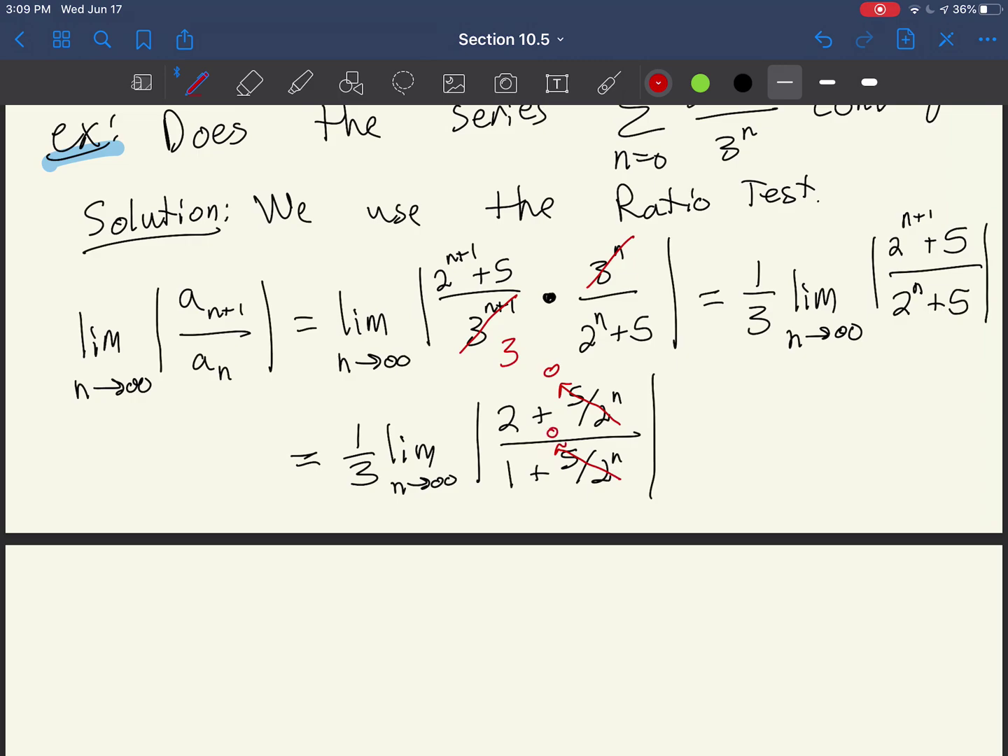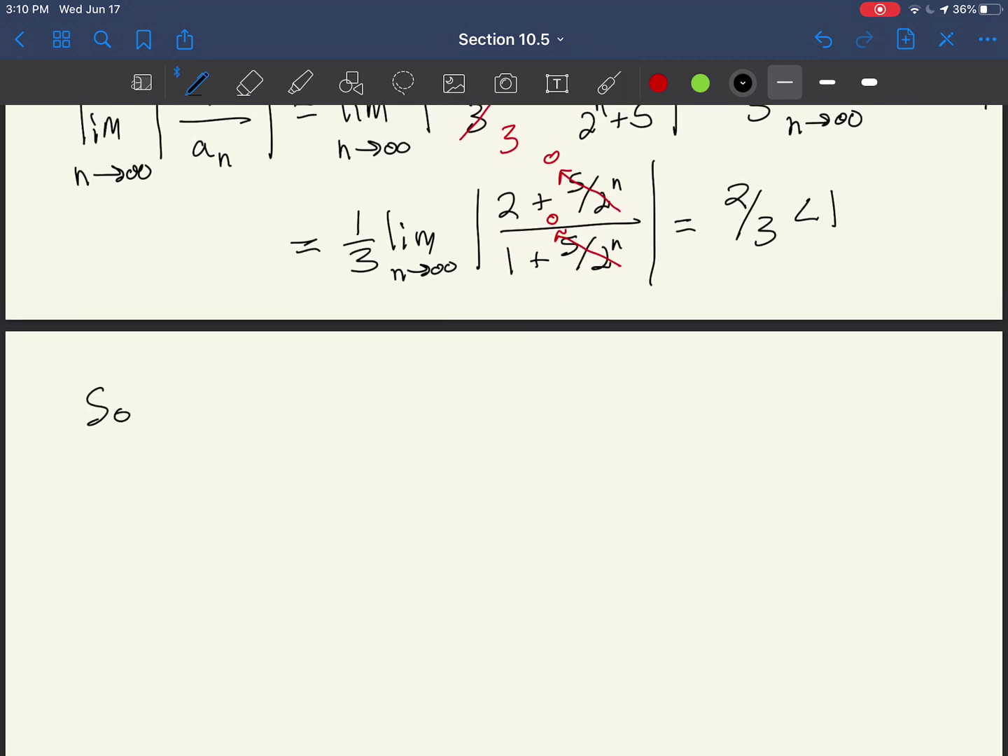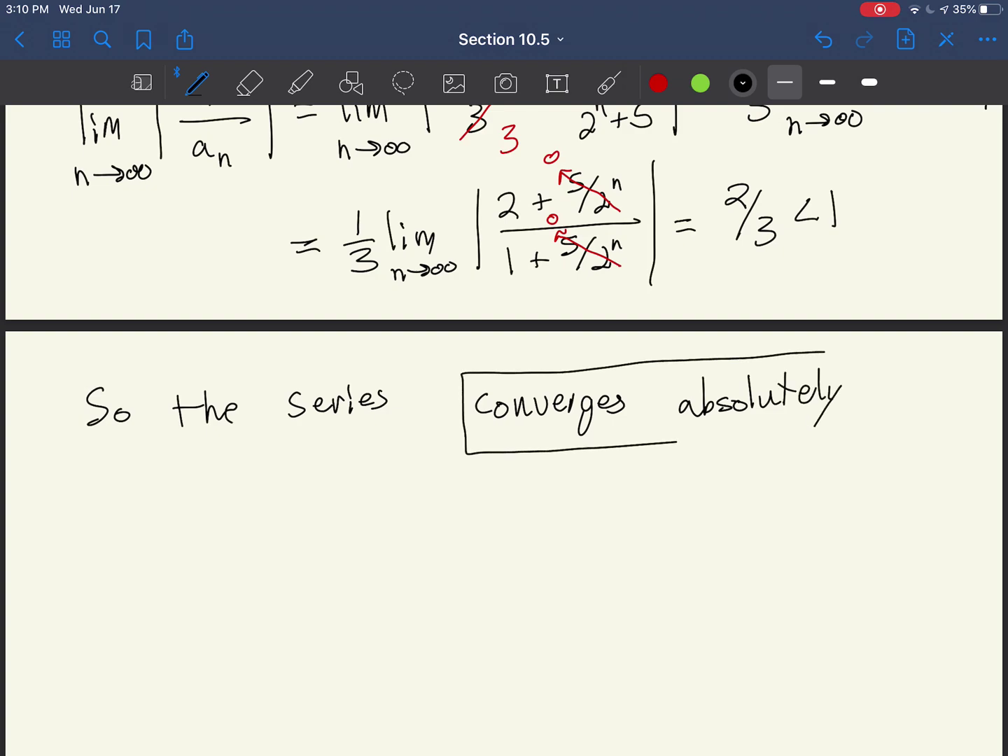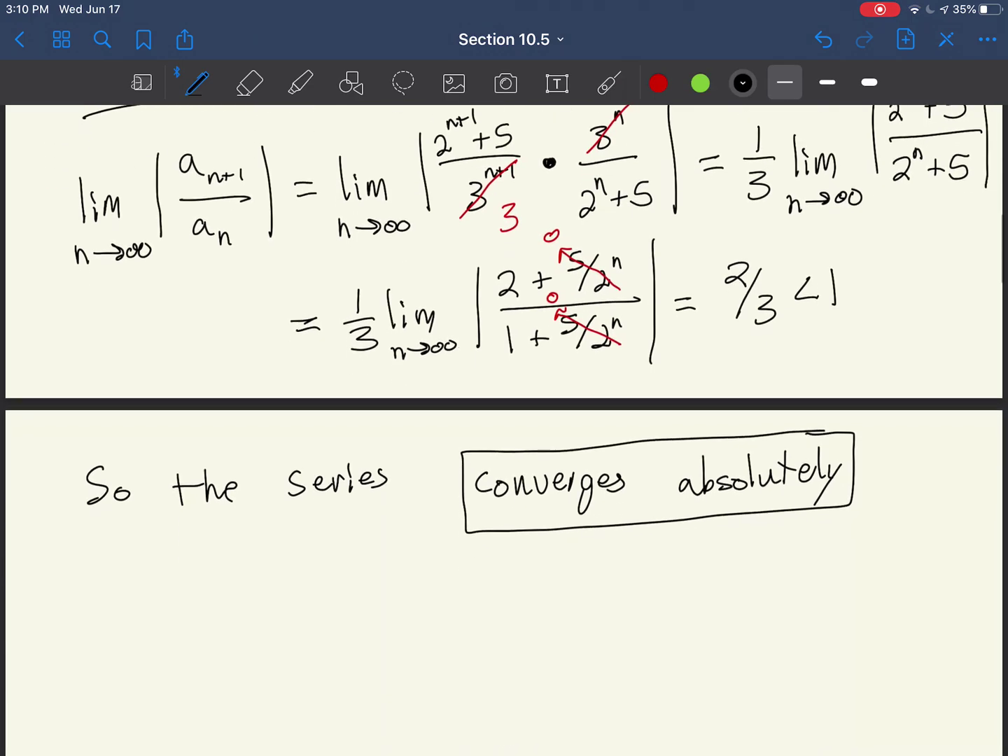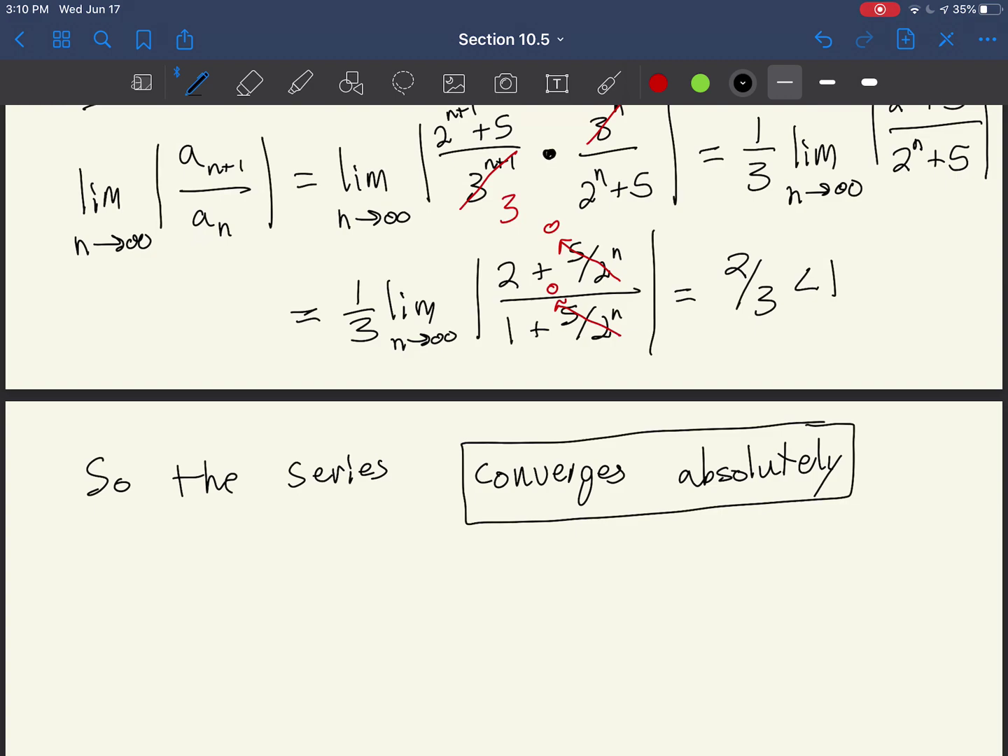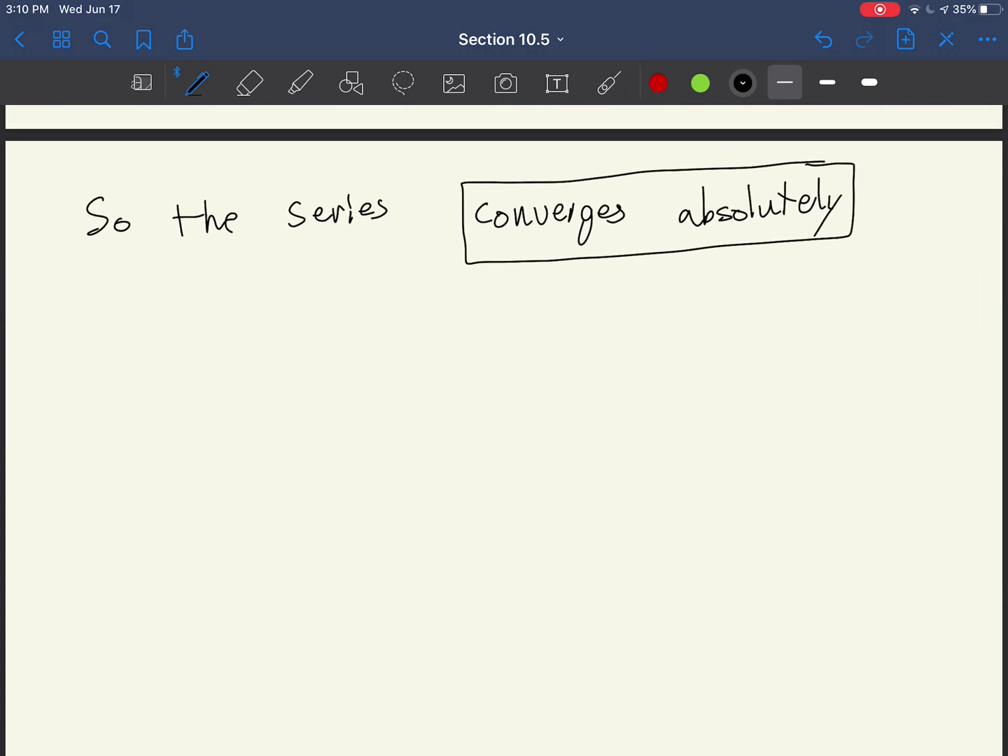Taking this limit, these 5 over 2 to the n's will go to 0. So you just get 2/3. 2/3 is less than 1. So the ratio test says that the series converges absolutely. And honestly, absolute convergence means nothing here because these terms are always positive. But it's still nice. We get to add another word.